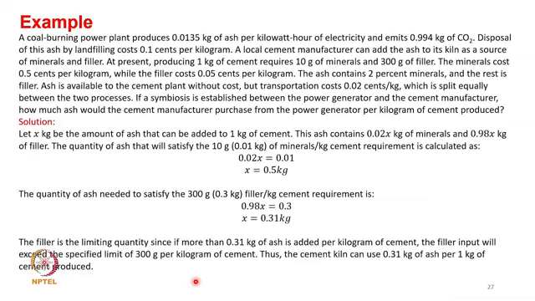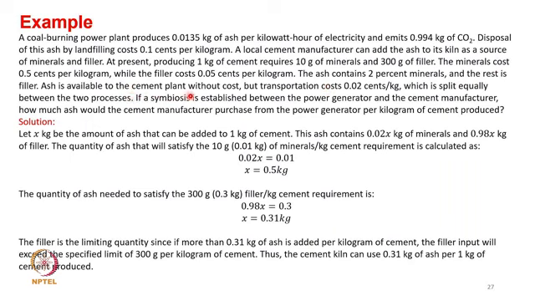So let's look at an example here. Consider a coal burning power plant that produces 0.135 kilogram of ash per kilowatt hour of electricity and emits 0.994 kilogram of CO2. The disposal of this ash by landfilling costs 0.1 cents per kilogram. A local cement manufacturer can add the ash to its kiln as a resource of minerals and filler. At present, producing 1 kilogram of cement requires 10 gram of minerals and 30 gram of filler. The minerals cost 0.5 cents per kilogram, while the filler costs 0.05 cents per kilogram. The ash contains 2% minerals and the rest is filler.